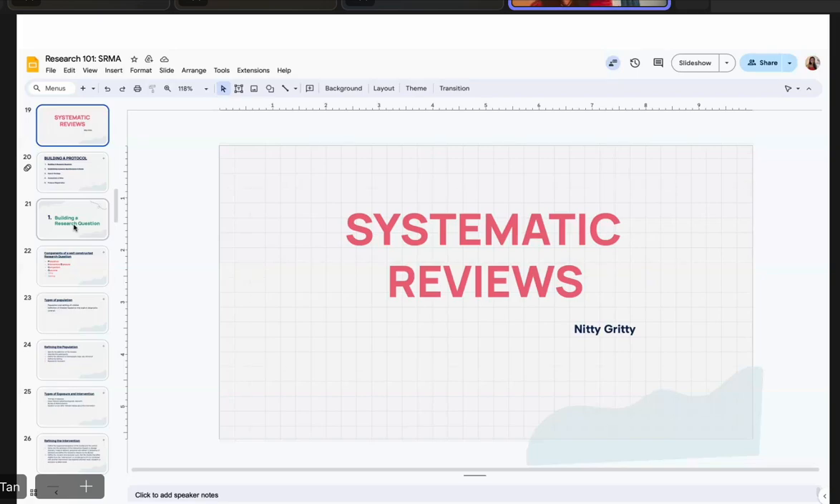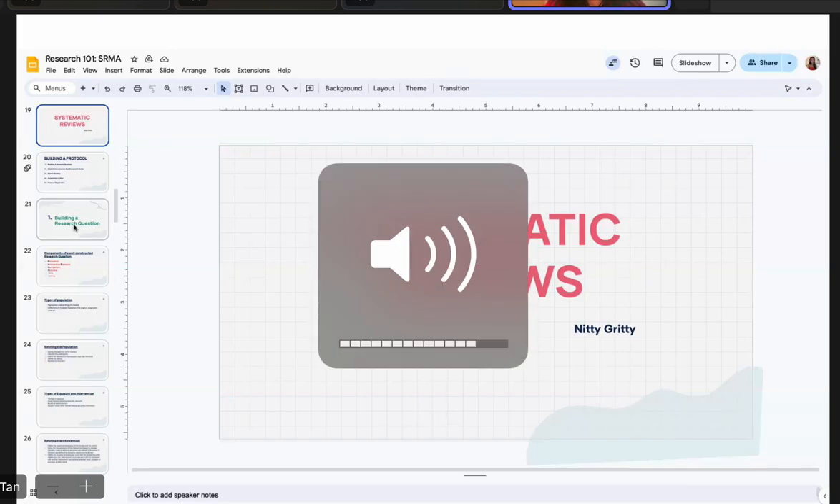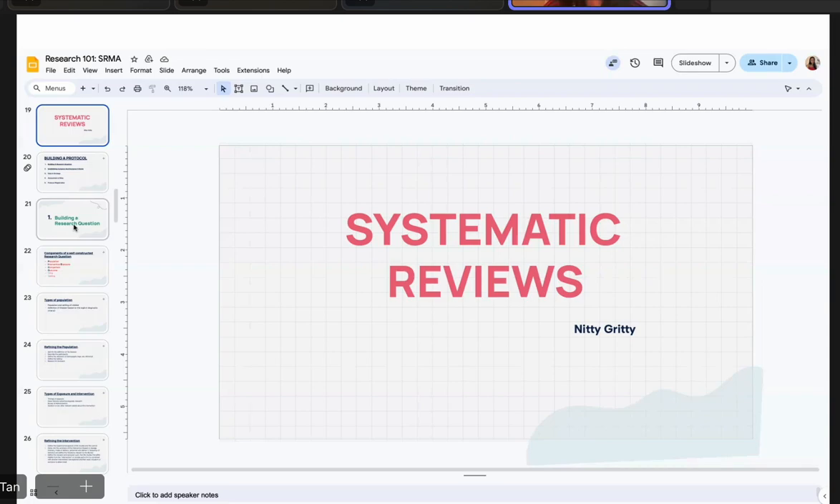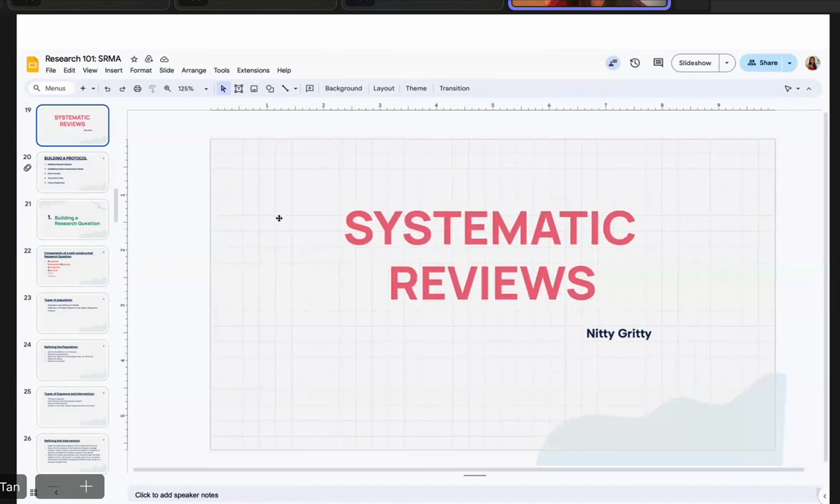Through the introductions to the different types of research that you can do. So you have your narrative review, you have your systematic review, and you have meta-analysis, which is something that's quantitative and adds on to your systematic review. And now we'll be moving on to the specifics of how to write a systematic review.